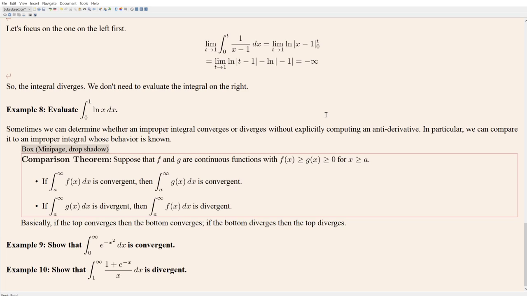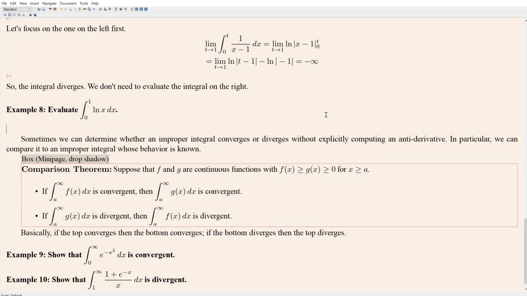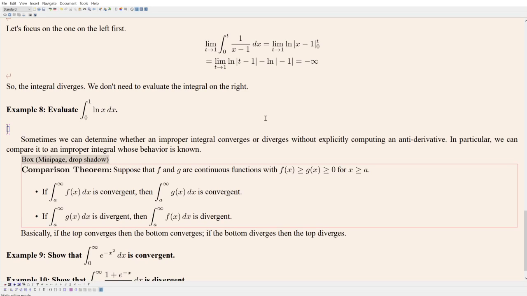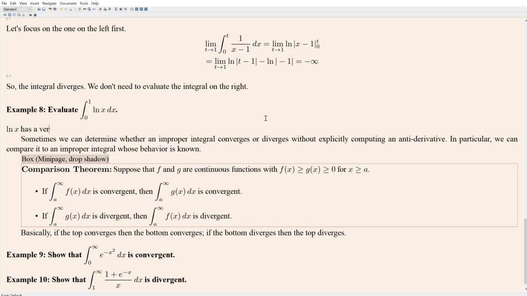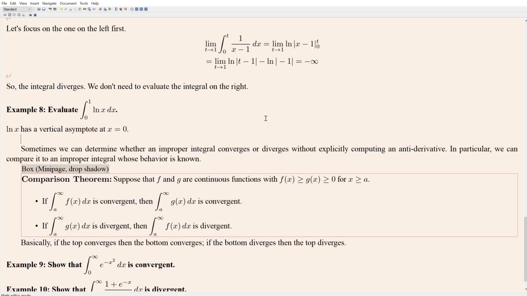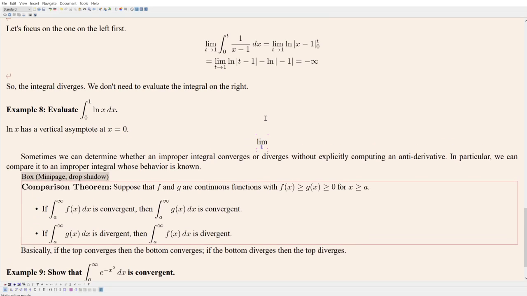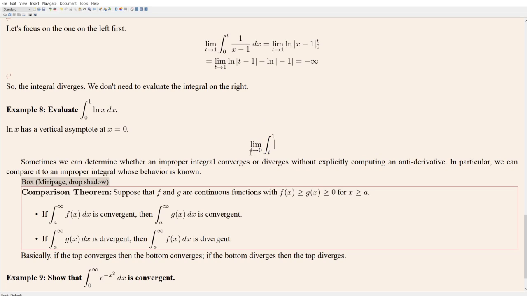Okay. Evaluate the integral of natural log between 0 and 1. So, again, what is the problem? Well, the problem is at 0, because natural log has a vertical asymptote there. So, limit as t goes to 0, integral between t and 1, right? You replace the problem with the parameter.